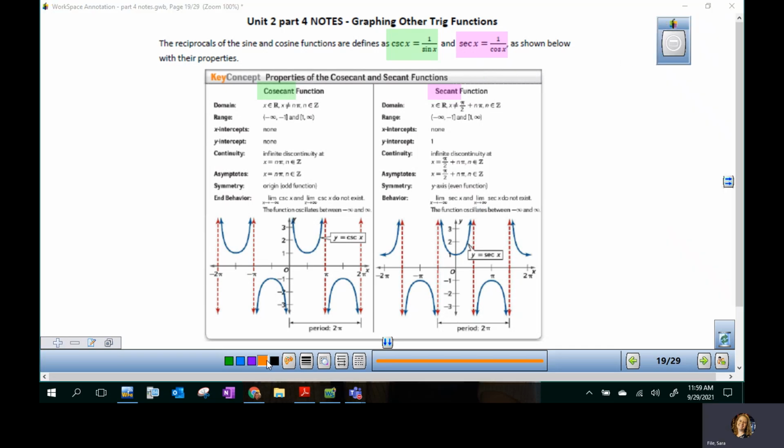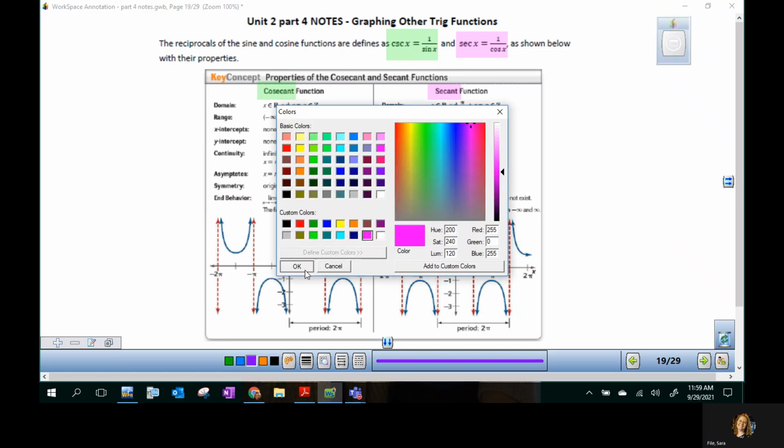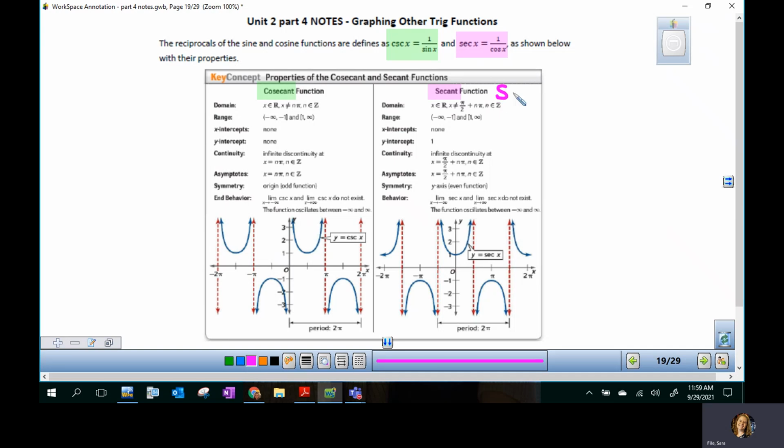I'm going to put the abbreviations in here as well. Remember, secant is SEC, cosecant is CSC. You don't need to memorize all of these attributes, all the properties of them. You really just need to know what the graph looks like and be able to identify it in a question.